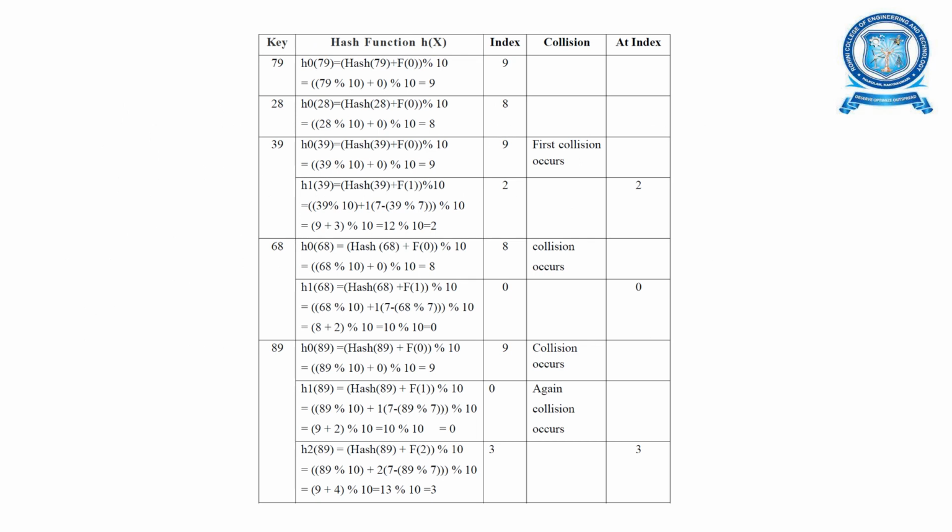This is the table. Here also we find whether the elements have collided or not. So 9 occurs, so first collision happens. Using that formula we find whether a collision has happened or not, and at which index the array element should be placed is identified.